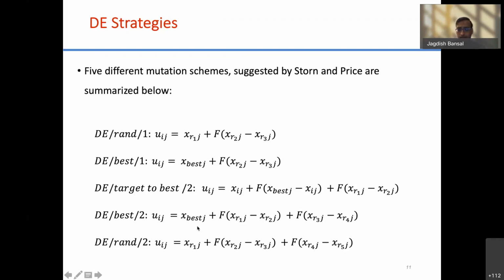Another is that you are keeping here the best, and instead of one term, you are keeping 2 terms. So there are 2 terms here. And another strategy is that here you are taking the random and taking 2 terms, right? Let me tell you that Storn and Price suggested these 5 strategies, but now differential evolution is not limited to these 5 strategies. Now thousands of strategies are there in differential evolution. Instead of 2 terms for the difference vector, you can take more than 2 also. You can take all possible difference vectors here, but of course the algorithm will be slow then. So you can make some customization according to your problem.